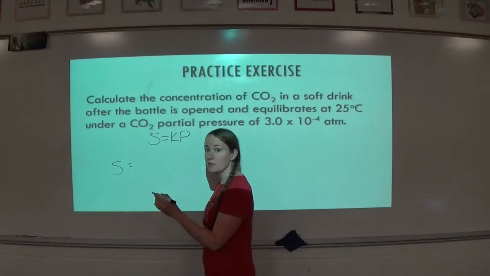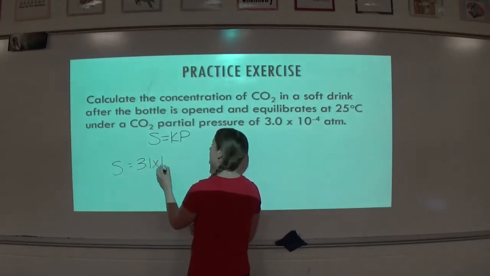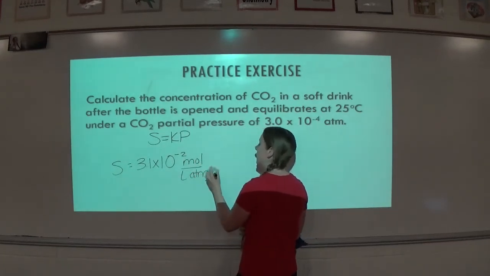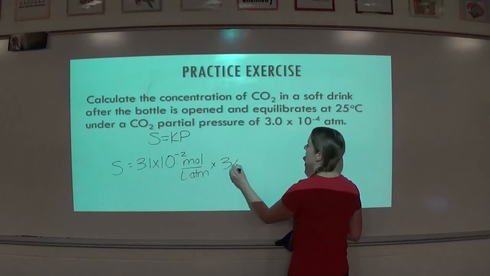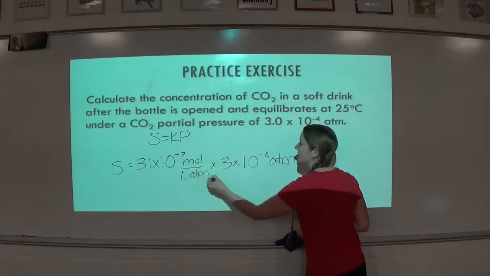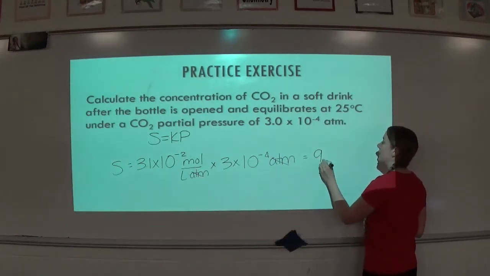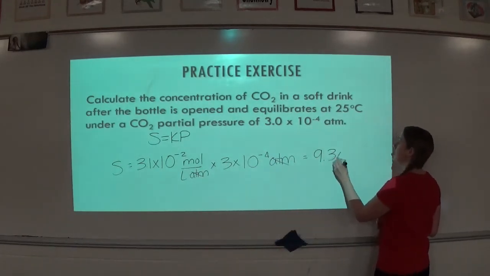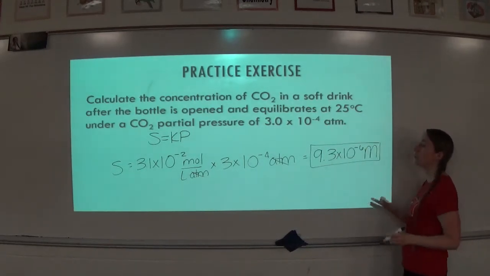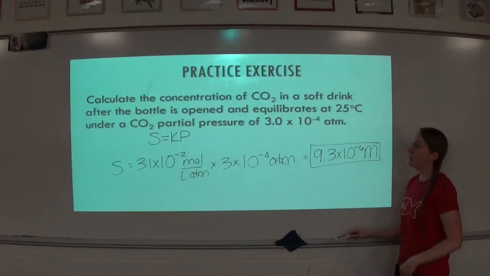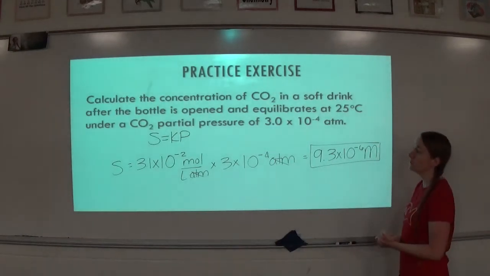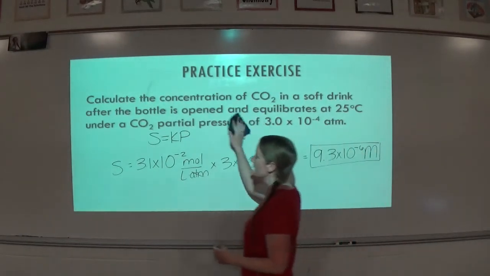So our K was 3.1 times 10 to the negative 2 moles per liter times ATM. But now our new pressure is 3 times 10 to the negative 4 ATM. And so again, those ATM units cancel, and once I solve, I get 9.3 times 10 to the negative 6. And then again, I'm going to put the capital M for molarity, but you're more than welcome to put moles per liter. So the important thing is, like I said, just make sure that your pressure is in the correct units so that the units will cancel. All right, so hopefully you got that right.